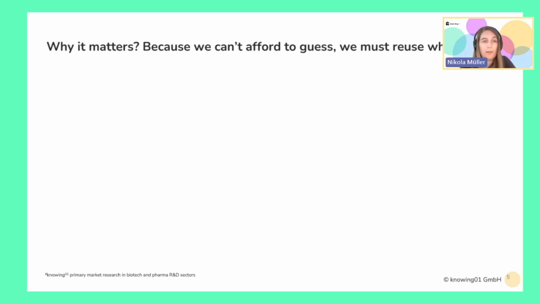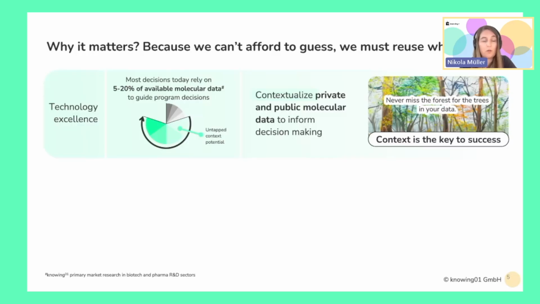So why do we talk about this at all? I recently heard a biotech CEO say it's basically because we cannot afford to guess, we cannot make mistakes along the way. So let's make use of what we already have, to complement the biology at hand. This is where we also come into play with knowing01. We're trying to support our biotechs and partners with technology excellence. What do I mean by that? It's about taking a decision on a substantial amount of data.